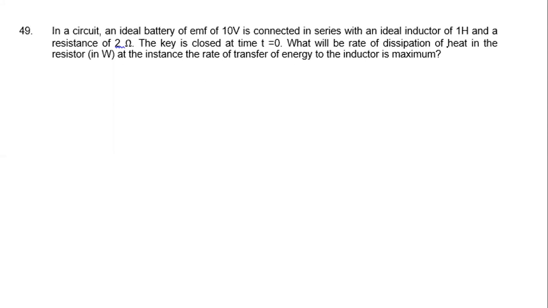What will be the rate of dissipation of heat in the resistor at the instant when the rate of transfer of energy to the inductor is maximum? This is a typical circuit of charging an inductor: an ideal inductor and a resistance. Ideal inductor means the inductor itself doesn't have any resistance, only the external resistance. It is connected to a battery. We know when the power transfer to the inductor is maximum: when current is equal to I naught by 2.